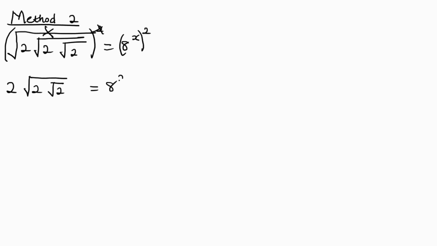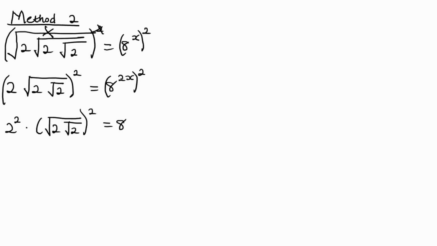2 times x is 2x. Okay, so that is it. So the next thing we want to do is to simply square both sides one more time. So we square both sides right here. I'm going to square this part also. So we know that this is going to give us 2 raised to the power of 2 squared, multiply the root of 2 into the root of 2 all squared, is equal to 8 raised to the power of 2 times 2 is 4x.